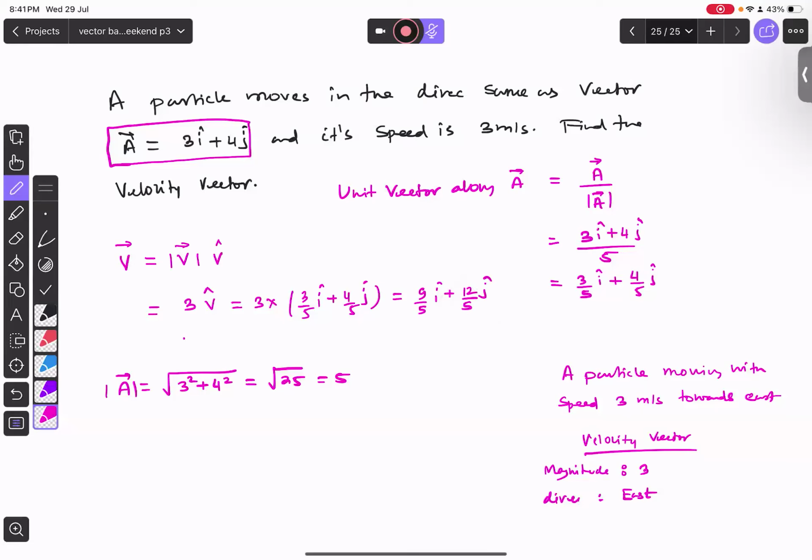Understood? So in the class on projectile motion, the velocity vector came up so many times. You are understanding it, right, or not? Yes, sir.